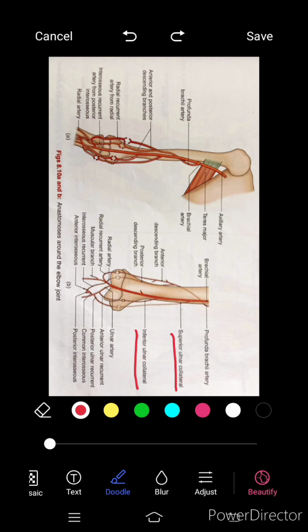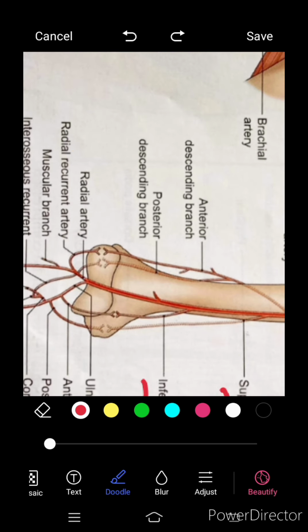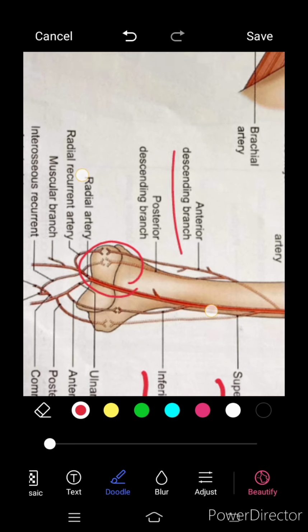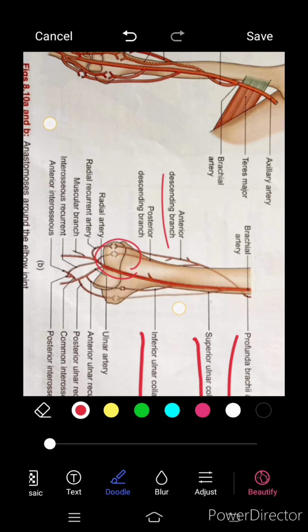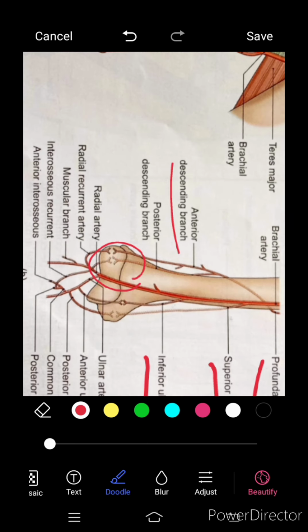Now let's see about the anastomosis around the elbow joint. So, in front of the lateral epicondyle of the humerus, the anterior descending branch, also known as radial collateral branch of the profunda brachii artery, anastomosis with radial recurrent branch of the radial artery.